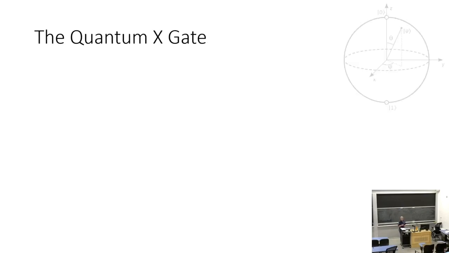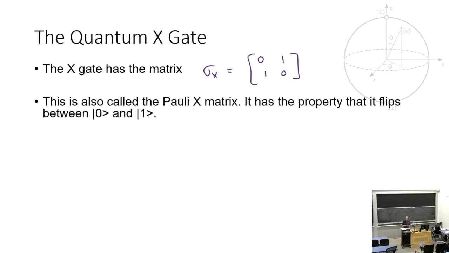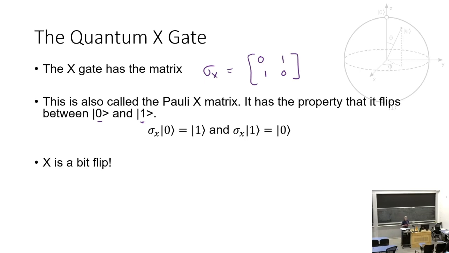All right, so let's talk about the X gate. So the quantum X gate has the matrix, call it sigma X, equals 0, 1, 1, 0. And it has the property that it flips between 0 and 1. So if I apply sigma X, my X gate, to my state 0, I get a 1. And if I apply my X gate to 1, I get a 0. So we call it a bit flip.